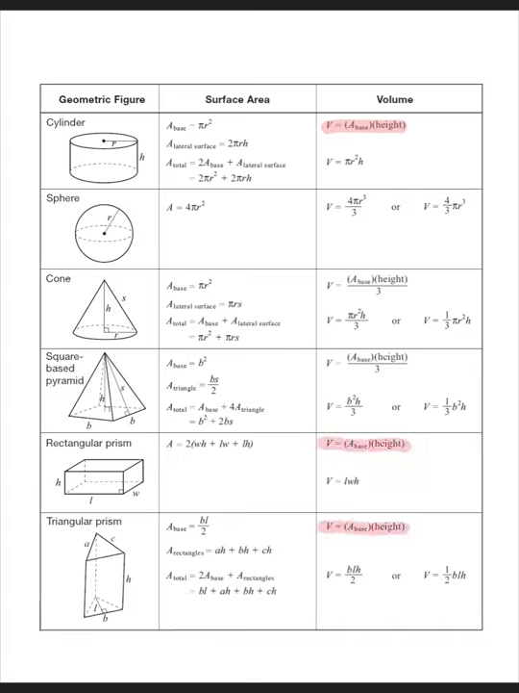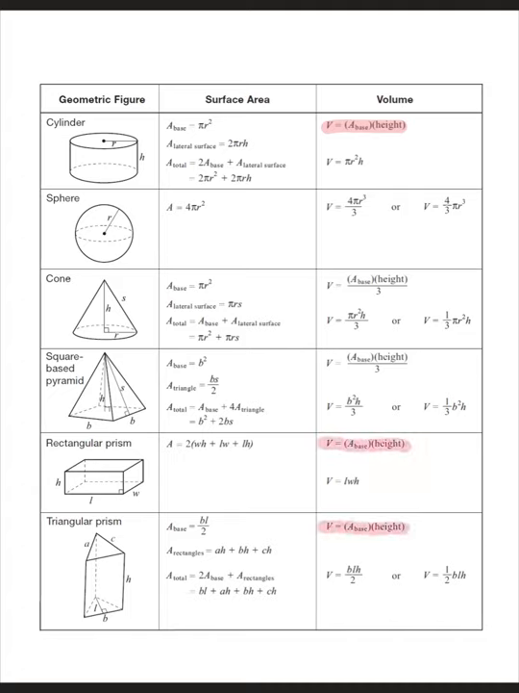You have a couple 3D shapes where the formula is a little bit different, where you're going to take the area of the base times the height and divide it by 3. Okay, a cone is just basically a third of the size of a cylinder, so that's why we divide it by 3. A pyramid is the same thing. You're going to take the area of the base times the height and divide it by 3. Again, that's because that's just a third of the size of the rectangular prism.